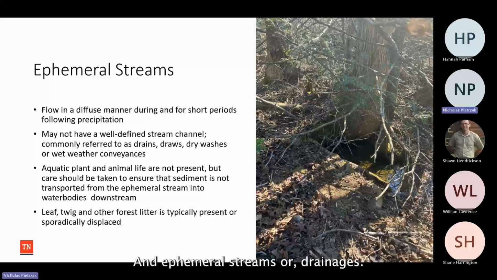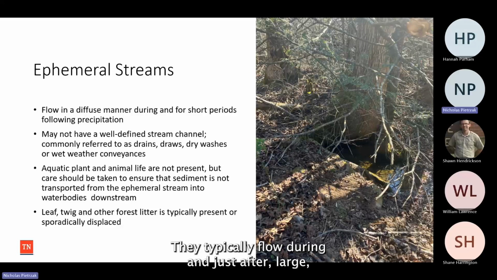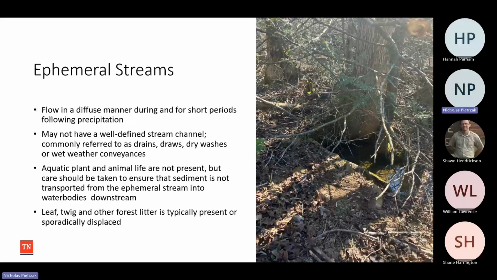And ephemeral streams or drainages, they're different. They typically flow during and just after large rain events or snow melts. May not be a super well defined channel, might just be a swale. No real aquatic plant or animal life present.